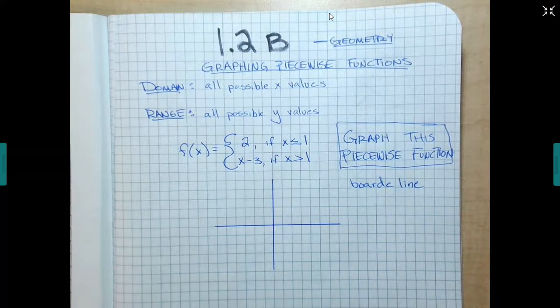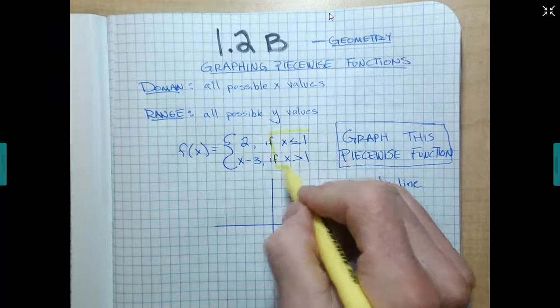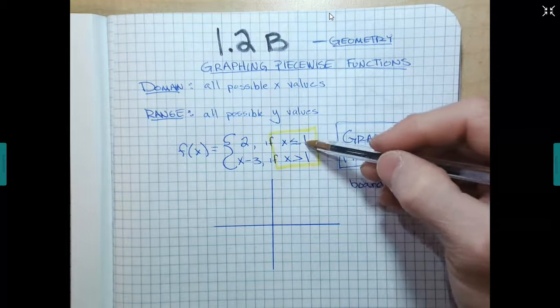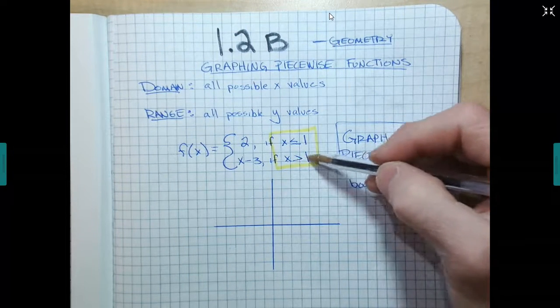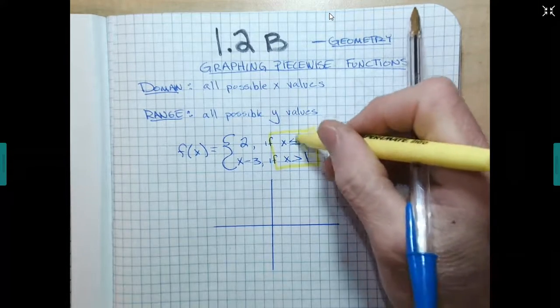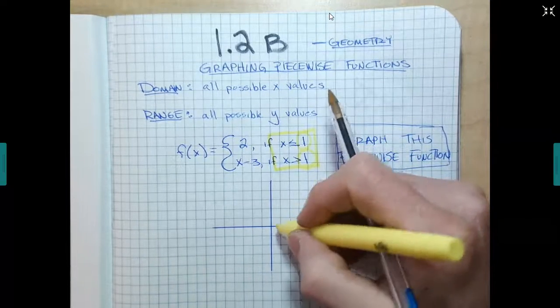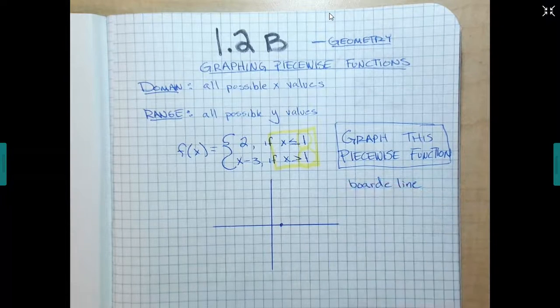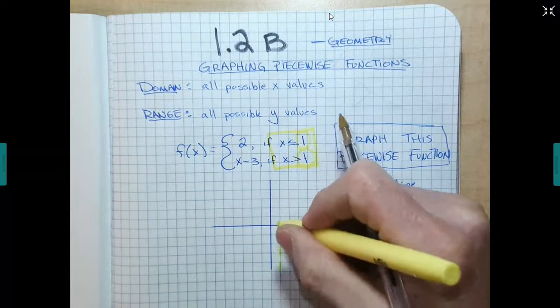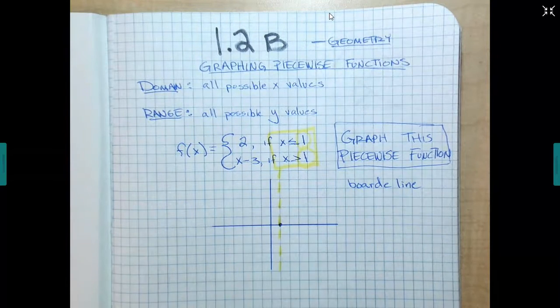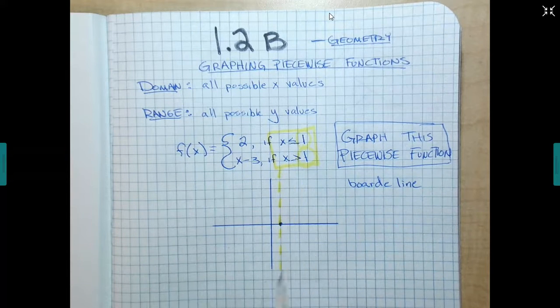And what I use for my borderline is this. So I see that x is less than or equal to 1, and x is greater than 1. So this is my borderline right here, and it's 1 and it's 1. So I go to 1 right here, and I'm going to create a borderline, and I'm using a highlighter because it's not part of my function. It just shows me where pieces begin and end.